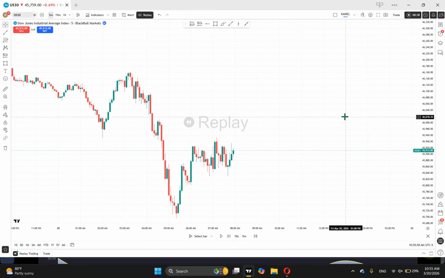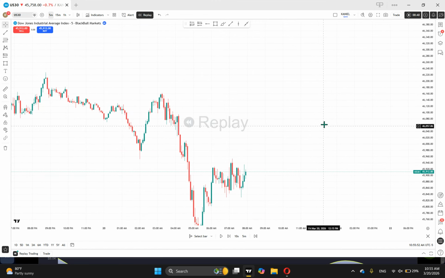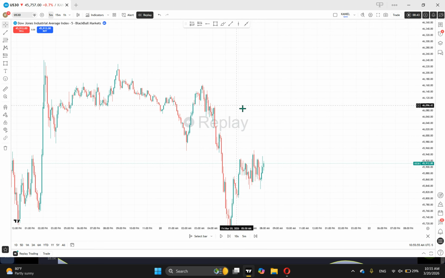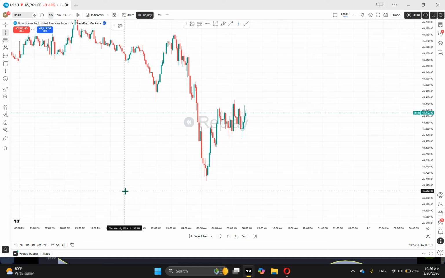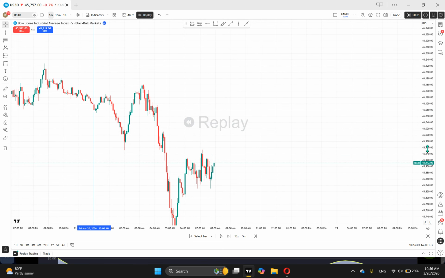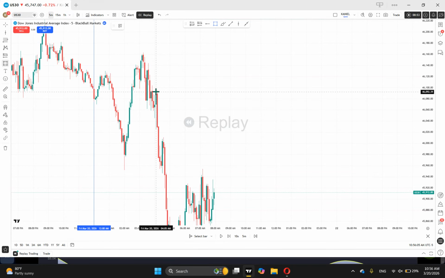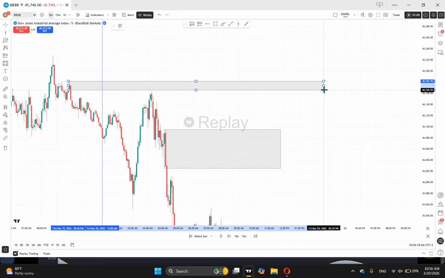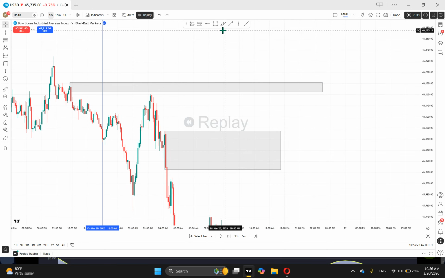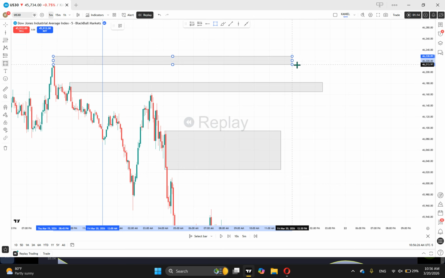So 8 o'clock, I identify a few supply zones as the market was trending downwards. This was the start of the day. It was a supply right here. One more right here, previous day supply. And one above it, also a previous day supply.